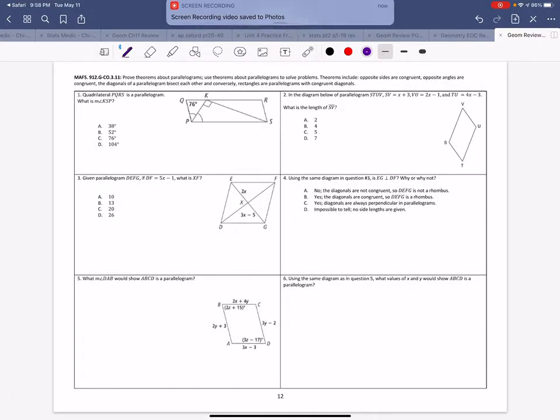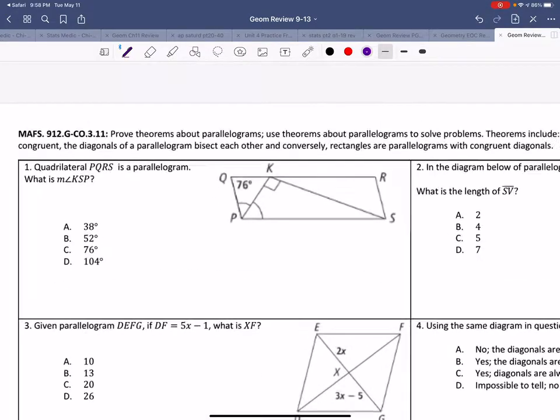Prove theorems about parallelograms and use theorems about parallelograms to solve the problems. Theorems include opposite sides are congruent, opposite angles are congruent, diagonals of the parallelogram bisect each other, and conversely, rectangles are parallelograms with congruent diagonals. Okay, I would agree with all that, so let's dig in.